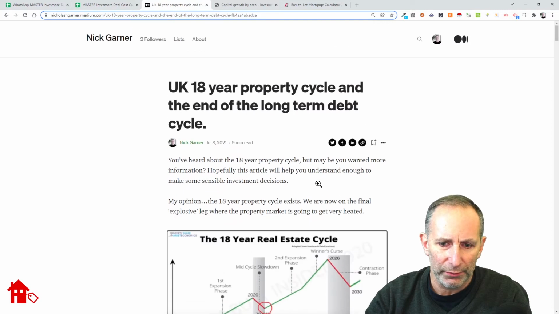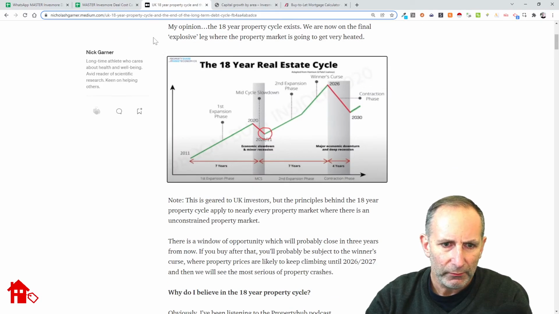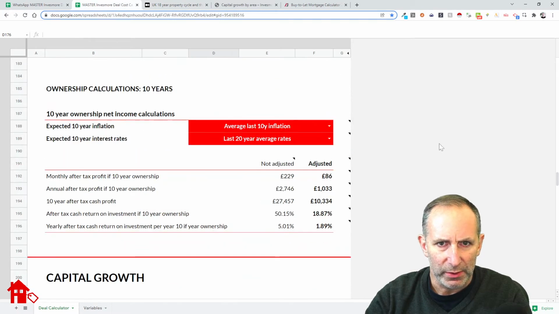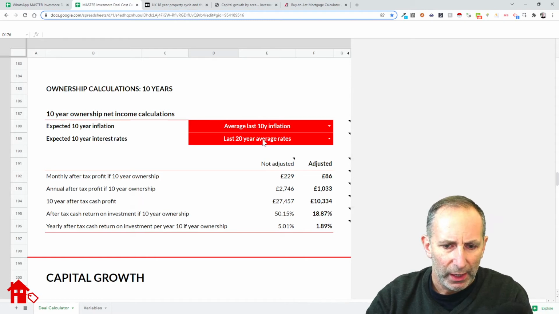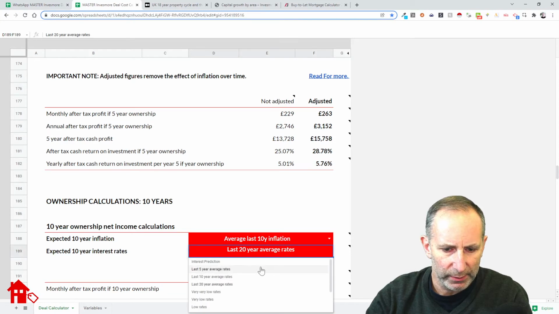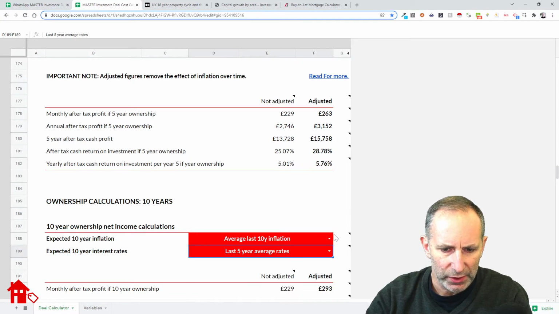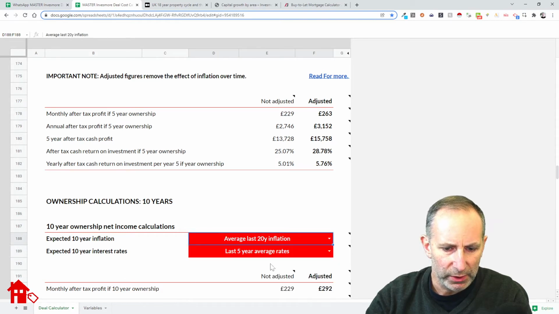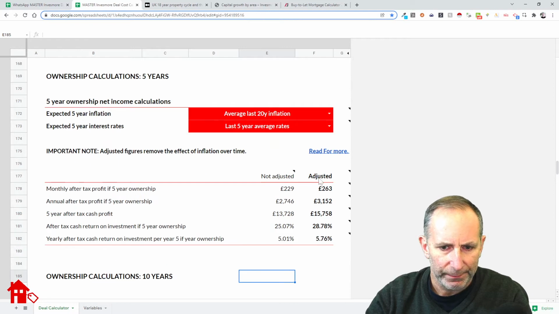So I've written about all of this in this article here, which, if you're interested in macroeconomics, is well worth reading because it gives you a sense of where we are in the property cycle as well. And then we've got average inflation rates and so on. So average interest rates, should I say, and inflation rates. So I'm going to go with last 5 years average interest rates, and I'm going to say last 20 years inflation, because historical inflation was a bit higher. And so there we are.